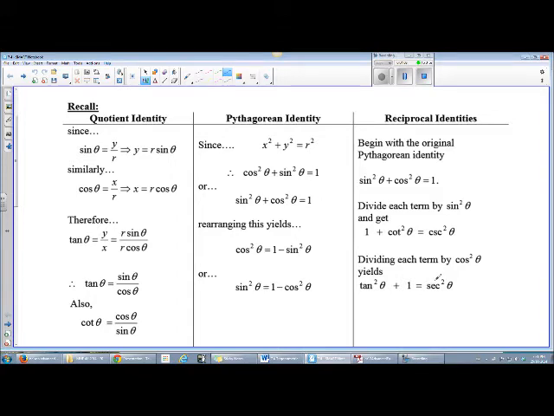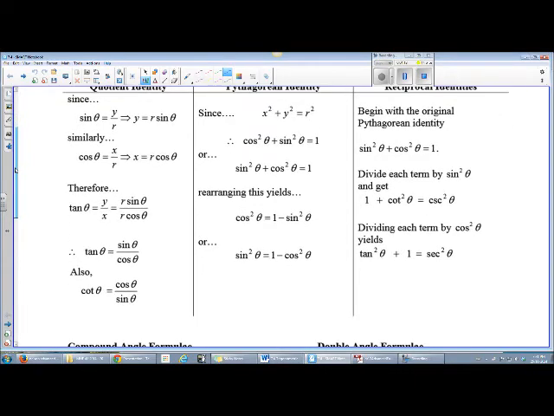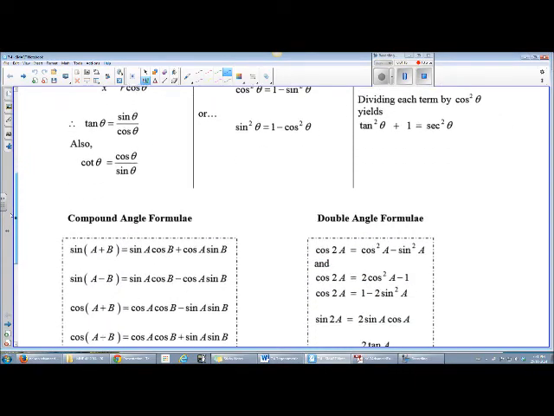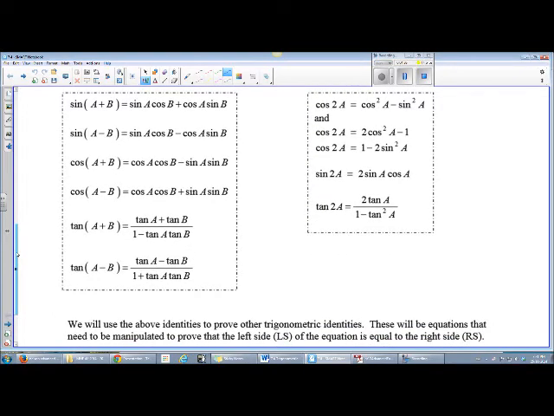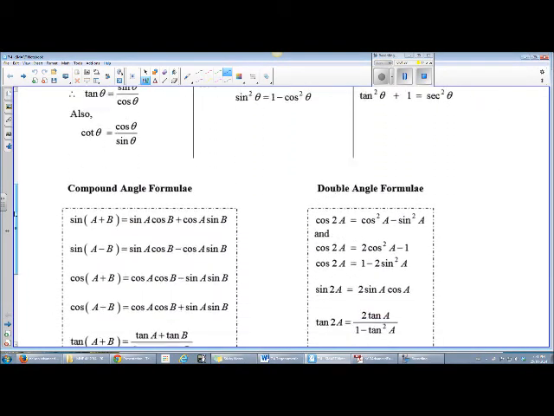Okay, so all of these things are going to be part of our toolbox when we start looking at these trigonometric identities. Also, the new formulas that we learned a few days ago: the compound angle formula, and from that we found the double angle formulae. These will also be things that we can use when we are solving these trigonometric identities. So that's just a little review. You want to keep this sheet handy so that you can refer to it as we proceed.